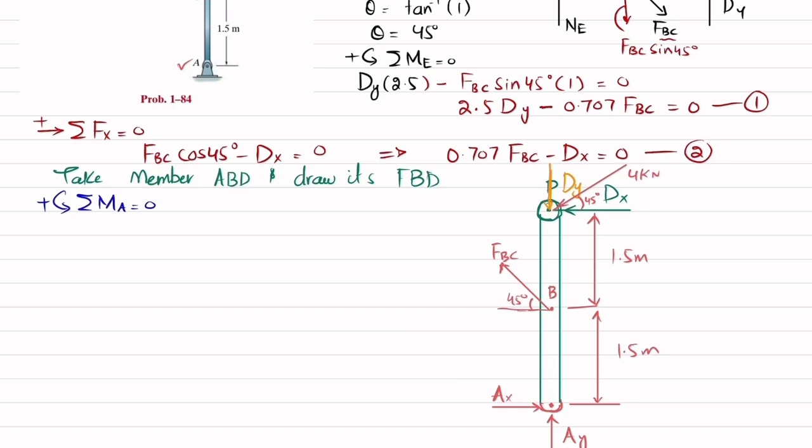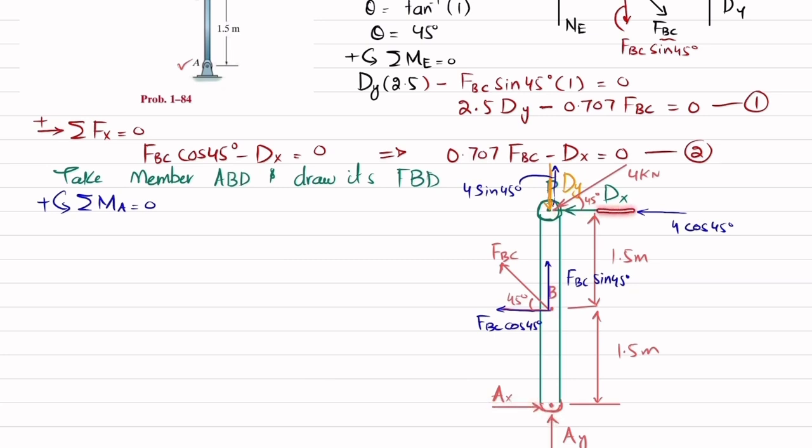Okay, you can see you have this FBC, it will have two components. One will be the horizontal component, FBC cos of 45 degree, and one will be the vertical component, which will be equal to FBC sine of 45 degree. Similarly, this 4 kilonewton will have two components, one along the x-axis which will be equal to 4 cos of 45 degree, and one will be the vertical component, which will be 4 sine of 45 degree. Now applying this equation of equilibrium, these vertical components are passing through point A, so they are not producing moments.